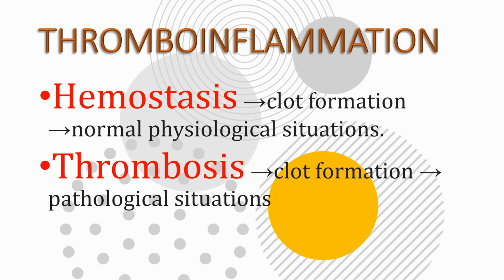To start with, we have to differentiate between two concepts, hemostasis and thrombosis. Hemostasis means the process of clot formation under normal physiologic situations, aiming to stop bleeding, like in blood vessel damage, as in wounds. While thrombosis means clot formation under pathological situations, like in atherosclerosis, plaque rupture, deep vein thrombosis, pulmonary embolism, stroke, and other examples.